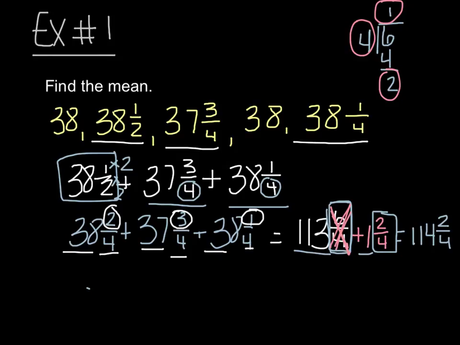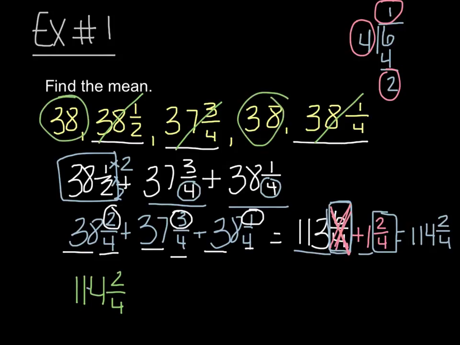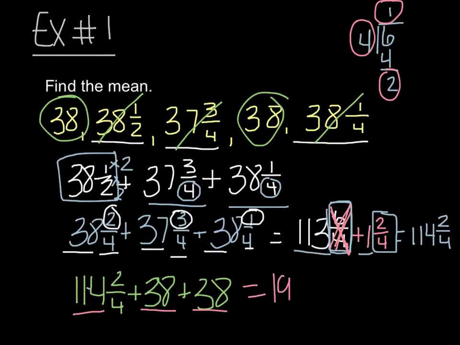Now let's go ahead and add our other two numbers that didn't have fractions. So we have 114 2/4. That's the number we just found. We've already added these three numbers, so cross them off. And we just need to add 38 plus 38 to that. So we add our whole numbers. 114 plus 38 plus 38 is 190. And we just have this one fraction, so we just keep it. We don't have anything to add to it or subtract from it. So it's 190 2/4.